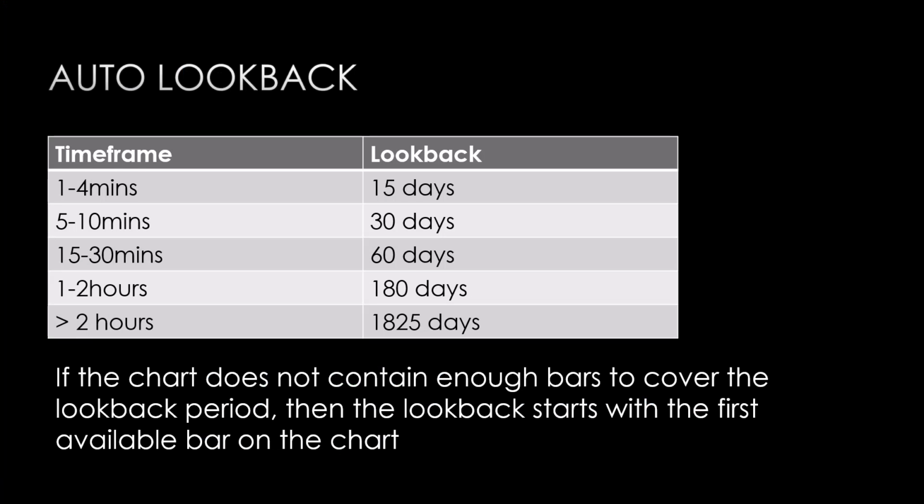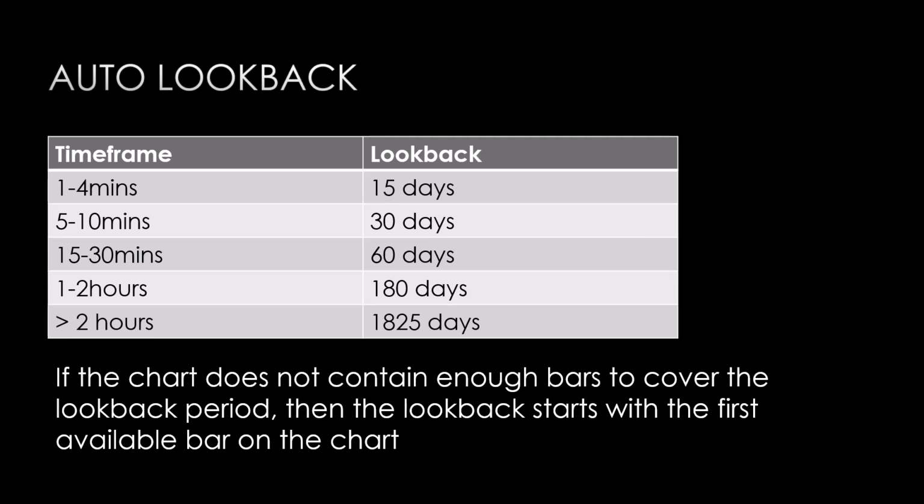For time frames between 1 minute and 4 minutes, the look back period is 15 days. For time frames between 5 minutes and 10 minutes, the auto look back period is 30 days. From 15 to 30 minutes, it is 60 days. Between 1 hour and 2 hours, it is 180 days. And everything above 2 hours, the default auto look back period is 1825 days.